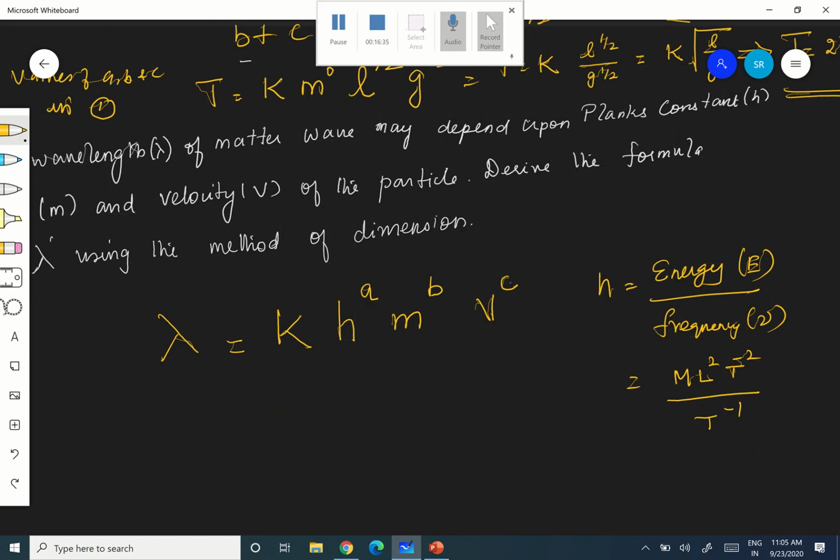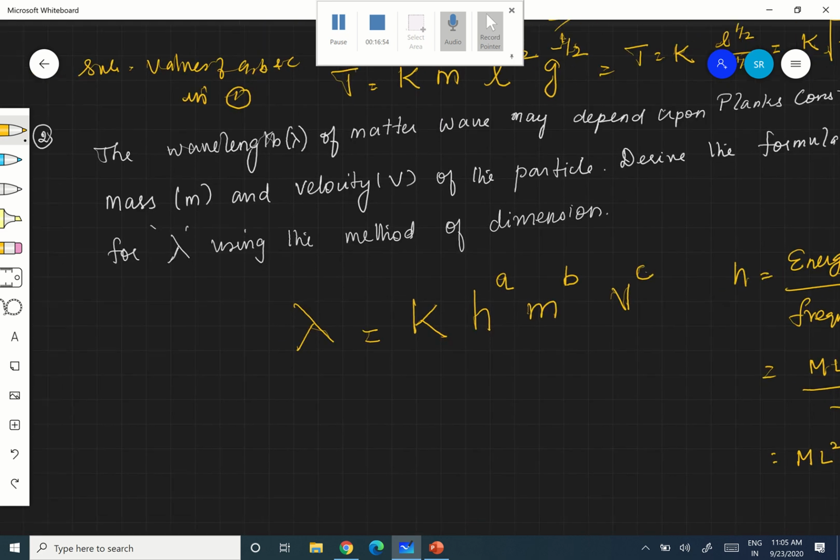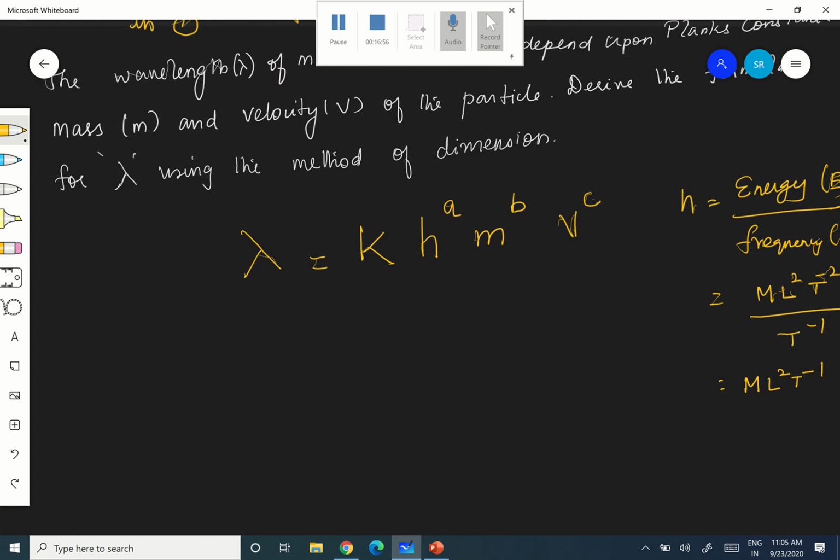Therefore, you will be getting Planck's constant as M L squared T power minus 1. This is the dimension for Planck's constant. Now we have to go for applying the dimensions. M you know, v is a velocity, so you know that one. Therefore, applying dimensions on both sides.